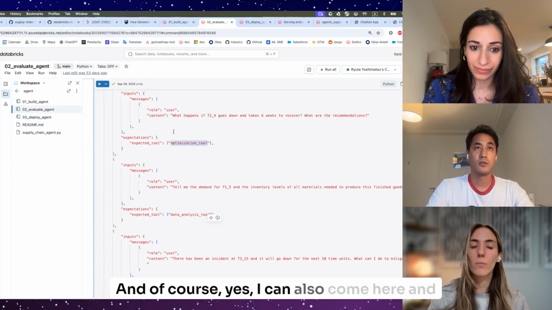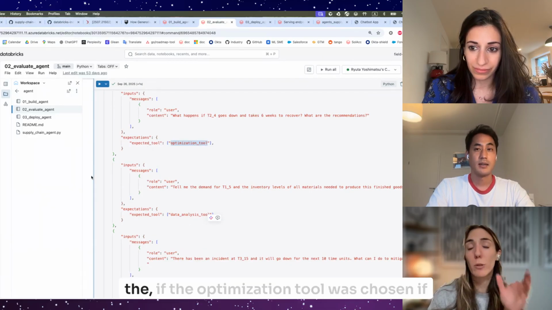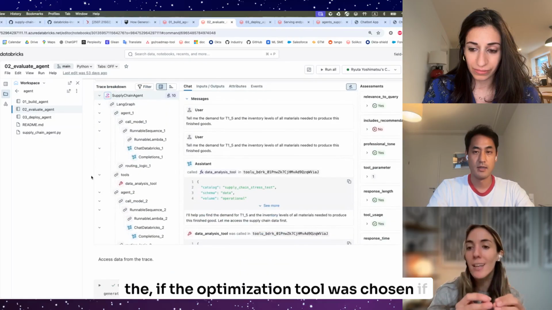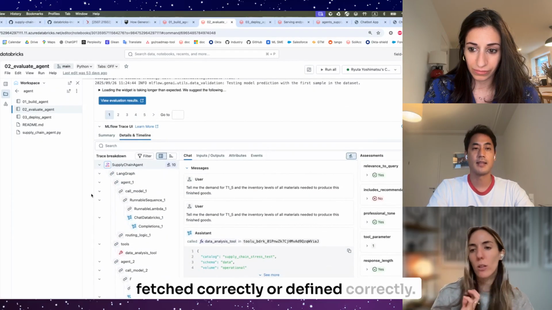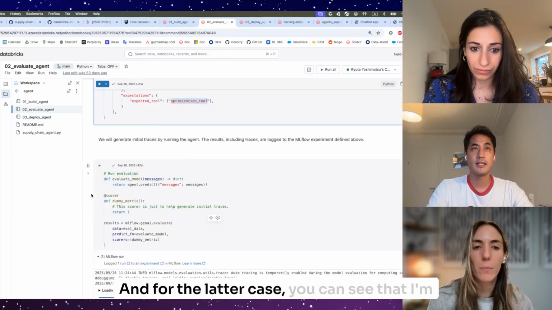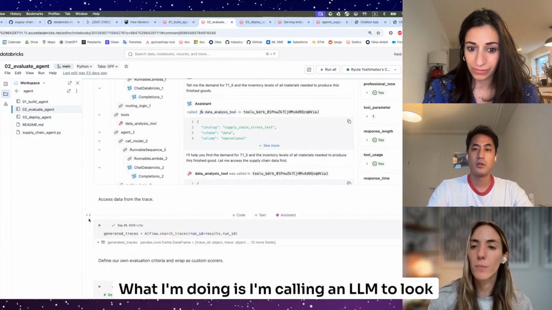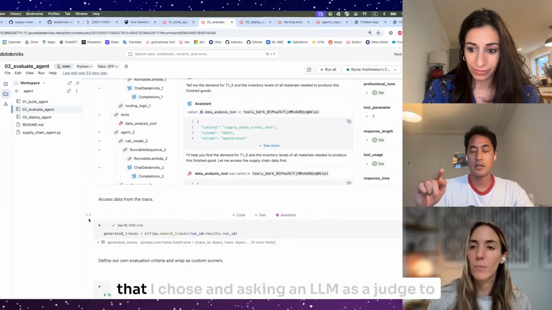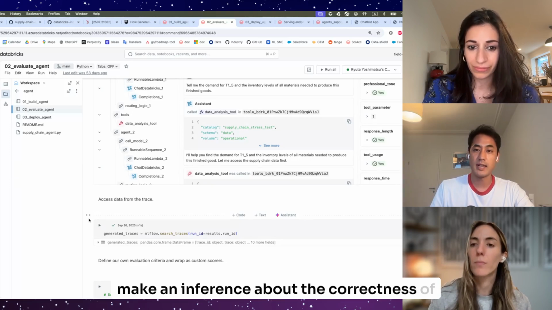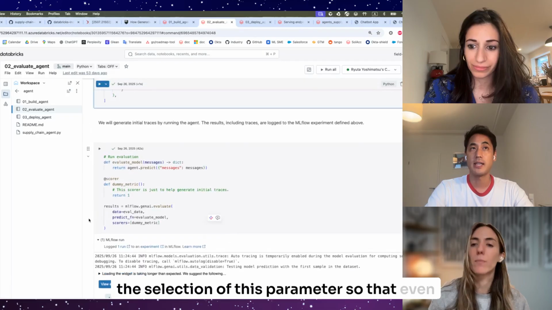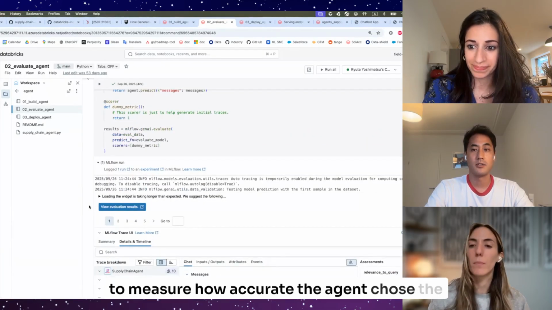And of course, yes, I can also come here and define another field called expected input parameters. This is for if the optimization tool was chosen, whether the optimization parameters were actually fetched correctly. Yes, exactly. And for the latter case, you can see that I'm not providing the ground truth. What I'm doing is calling an LLM to look into the question and the parameter that I chose, and asking an LLM as a judge to make an inference about the correctness of the selection of this parameter, so that even without a ground truth, I'm able to measure how accurately the agent chose the input parameters.